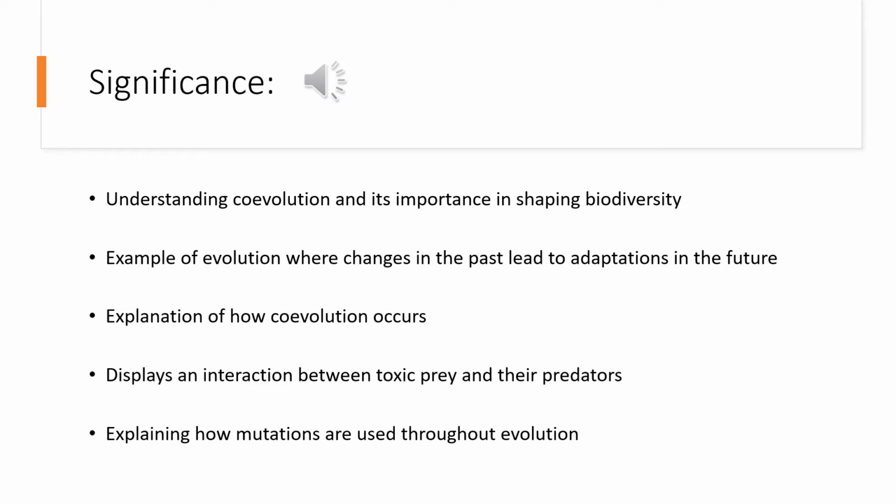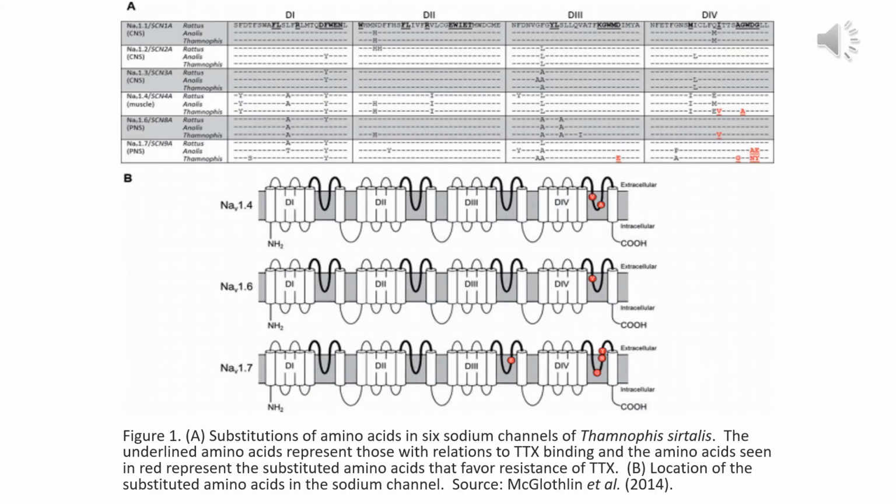Lastly, this is significant because it will allow me to explain how mutations can be used in evolution. The figure on this slide will be important when I am trying to explain how mutations have influenced the coevolution between rough-skinned newts and gardener snakes. This figure specifically improves your understanding of the mutations in gardener snakes.